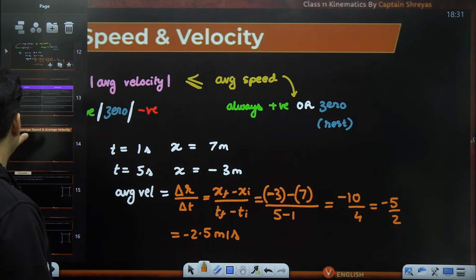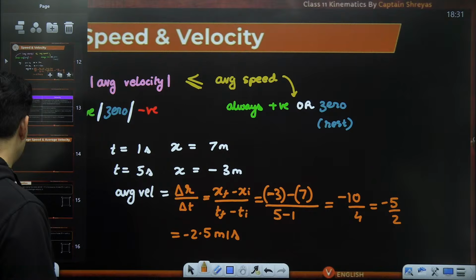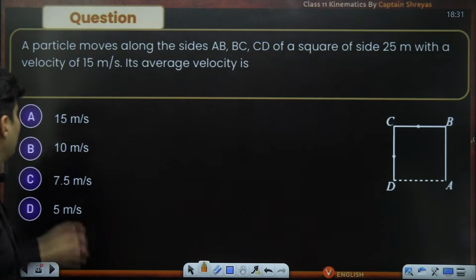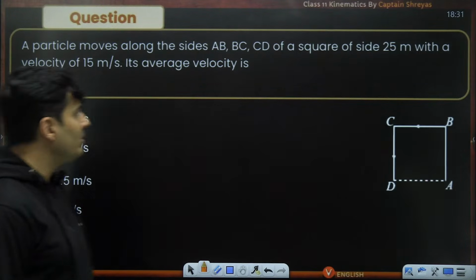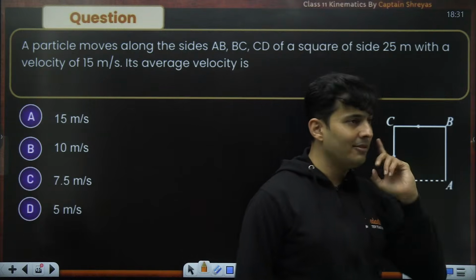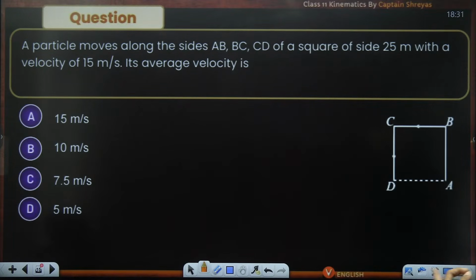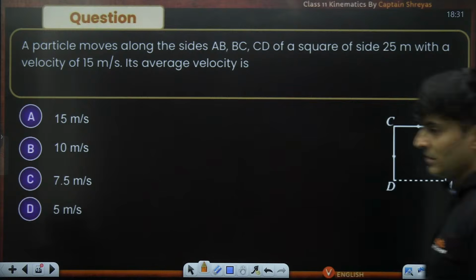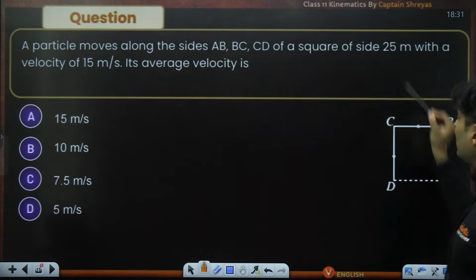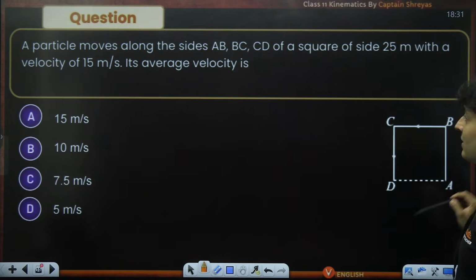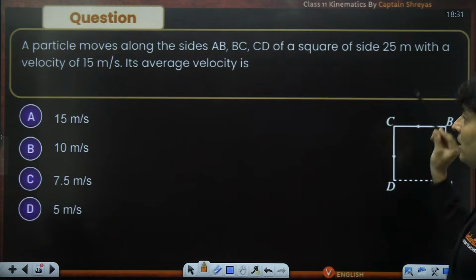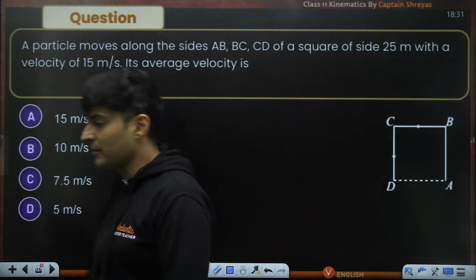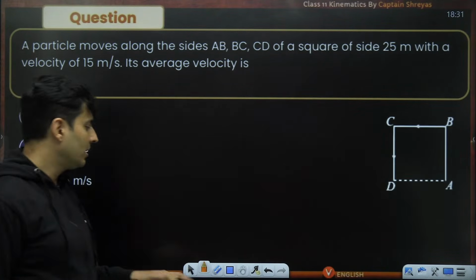Right. So average speed and average velocity, we just did it. Let's do some questions coming up on your screen. A particle moves along the sides AB, BC, and CD of a square of side 25 meters with a velocity of 15 meters per second. What is the average velocity? The particle is moving along sides AB, BC, and CD with a constant speed of 15 meters per second. What is the average velocity?